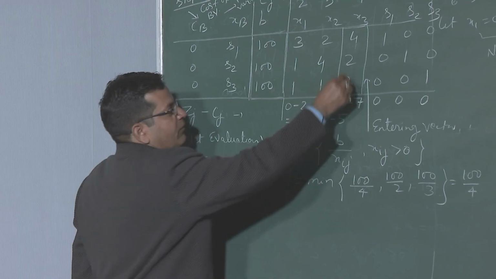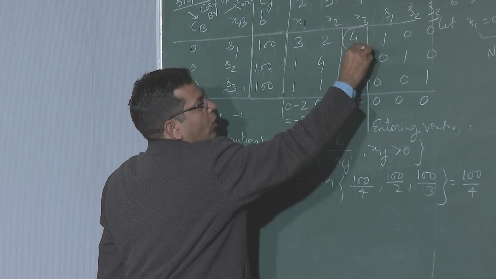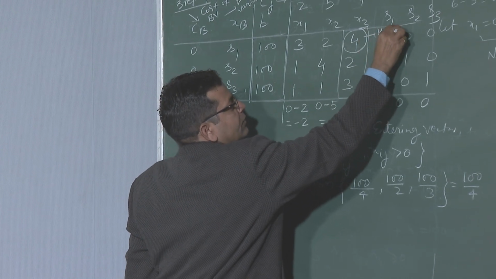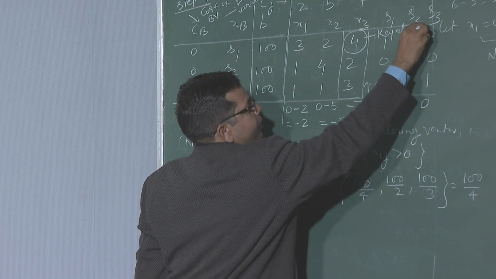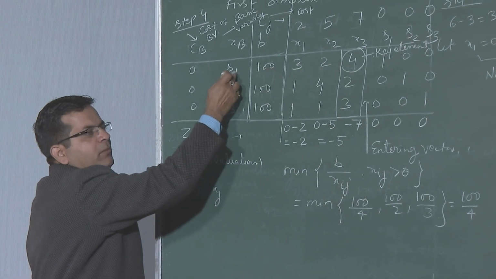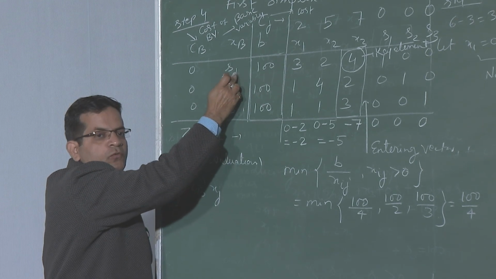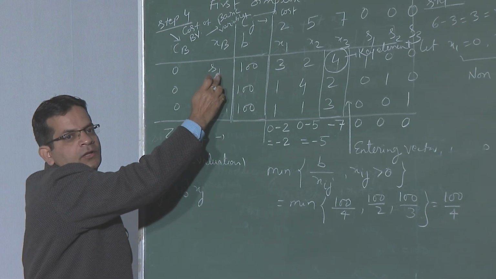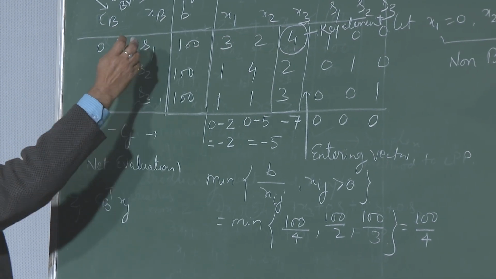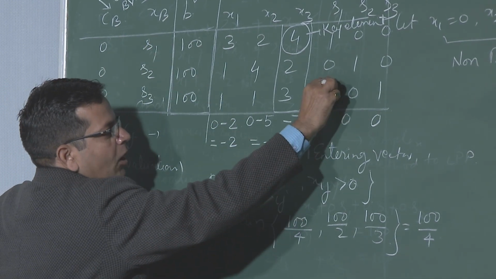So, where we have the minimum ratio, this 4, it is called the key element, and corresponding to the key element, the variable in the basis will be the departing vector. So, corresponding to 4 in the basis we have S1, which means S1 will be the outgoing variable.